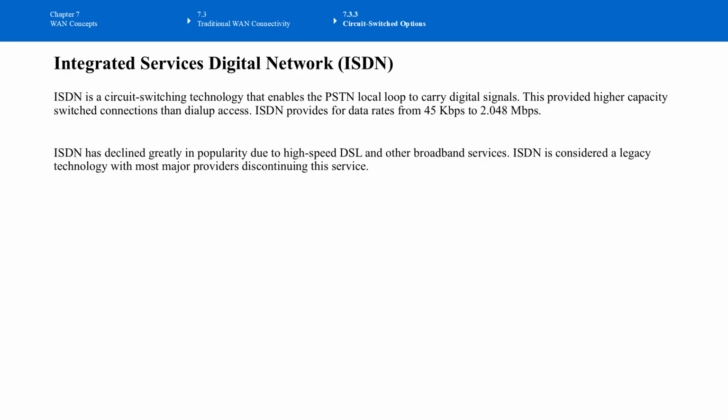ISDN is a circuit switch technology that enables the PSTN local loop to carry digital signals. These provided higher capacity switched connections than dial-up access. ISDN provides for data rates from 45 kilobits per second to 2.048 megabits per second. ISDN has declined greatly in popularity due to high-speed DSL and other broadband services. ISDN is considered a legacy technology, with most major providers having discontinued this service.